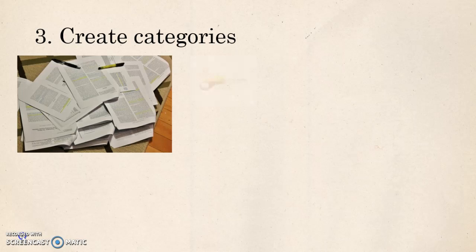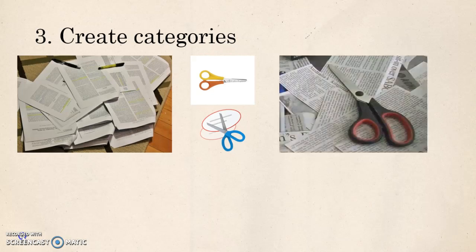Now, at this step, you have to grab a pair of scissors, or if you're working on your computer and you have a lot of PDF files saved, then you can use the snipping tool on your computer, and you have to cut out the parts that you identified as relevant, because it will help you to zero in, to focus on the actual relevant parts, and you can ignore the other parts that are not relevant.